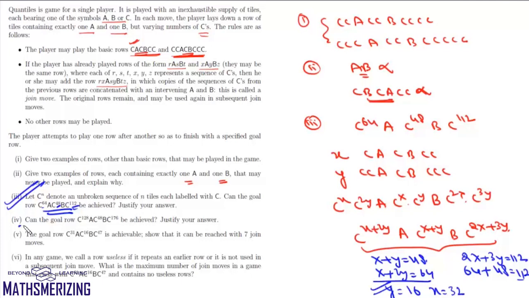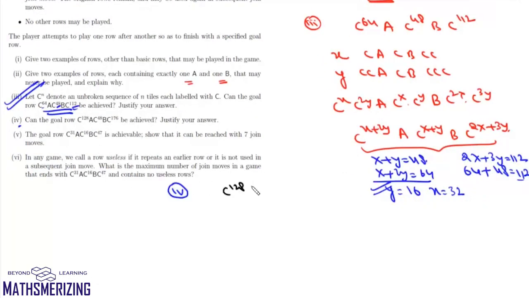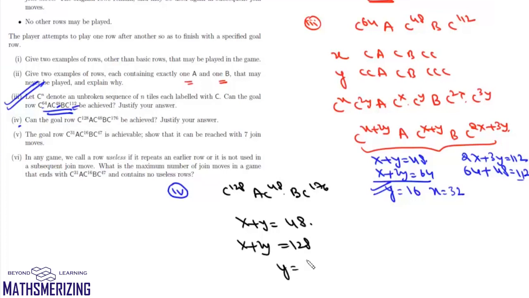Now what about this fourth one? It says, can the goal C to the power 128, A, C to the power 48, B, C to the power 176 be achieved? Now in this case, the value of x plus y is 48 and x plus 2y is 128. Now we'll subtract, we'll get the value of y as 80, and if the value of y is 80, we'll get the value of x as minus 32. Now x cannot take a negative value. So that means this goal row cannot be achieved.